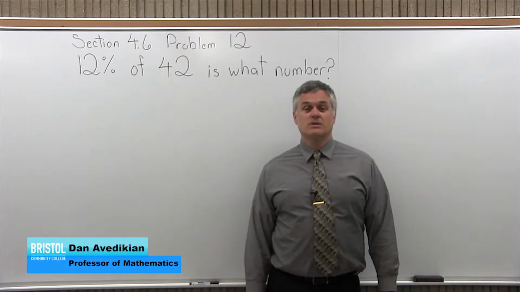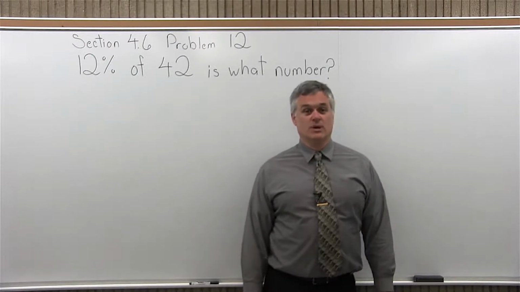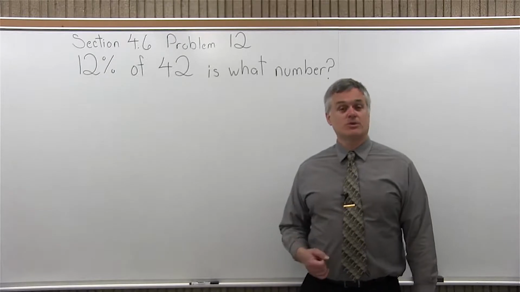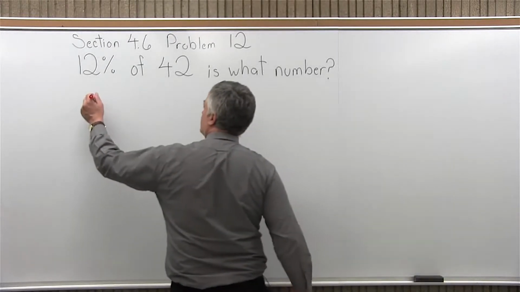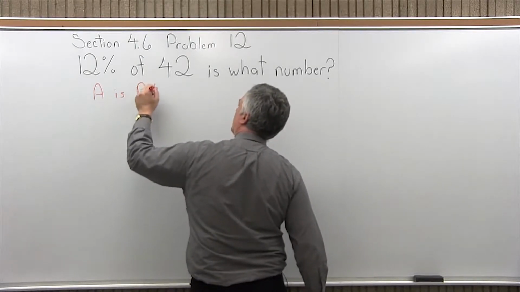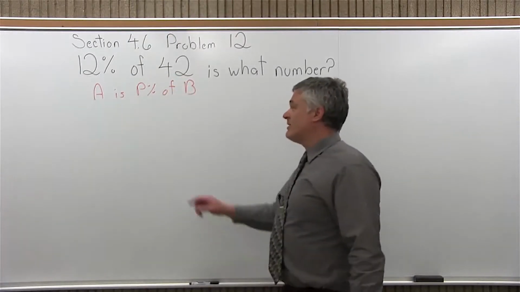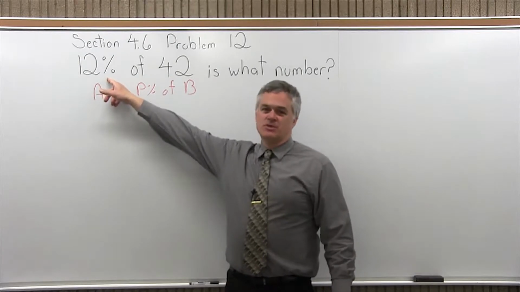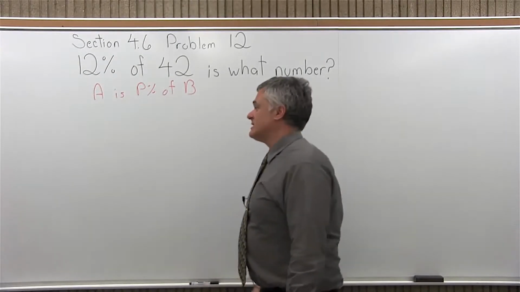This is Section 4.6, Problem 12. It says 12% of 42 is what number? So for problems like this, we're supposed to set it up as a proportion and solve that proportion. But in order to do that, the question has to be in the form A is P% of B. That's really not what we have. The percent's supposed to be the middle part, and the question starts with the percent. So I have to rearrange the question in order to use my process.